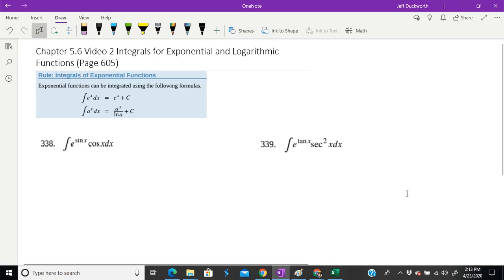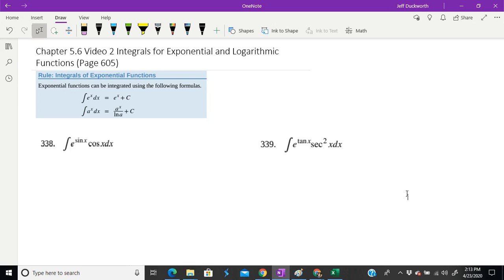All right, so I've got two more problems from 5.6, again on page 605 in your book. These two involve trigonometric functions along with our exponential. So let's take a look at 338.